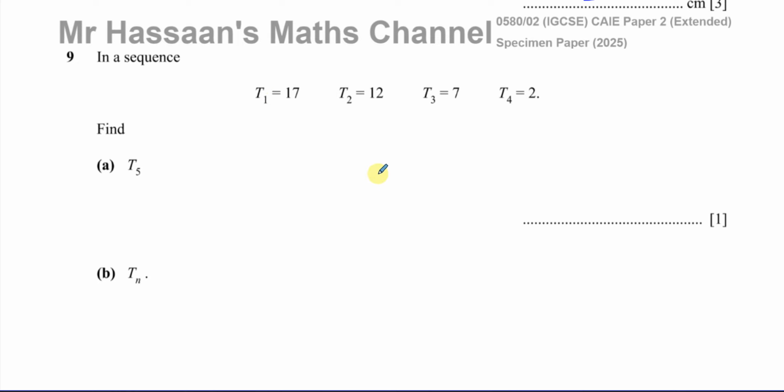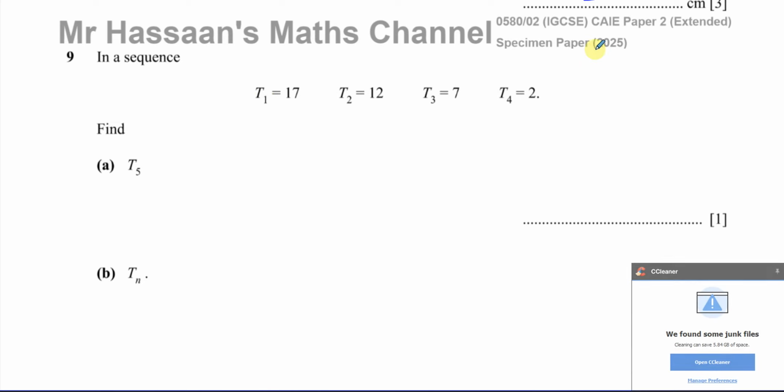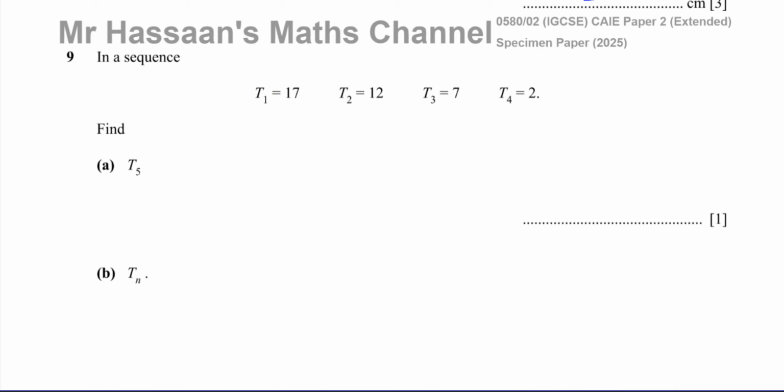T here stands for the term, so that means the first term, the second term, the third term, the fourth term. Sometimes you're given them in terms of U, so you have U1, U2, U3. In this case, we're given in terms of T, right? So basically, we have a sequence like this: 17, 12, 7, and 2.